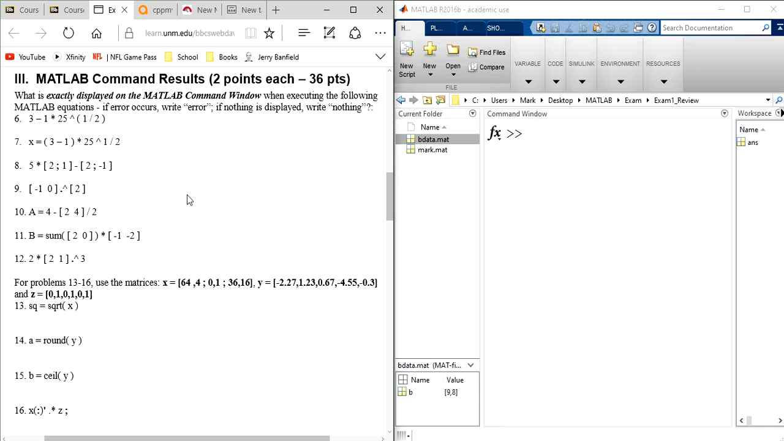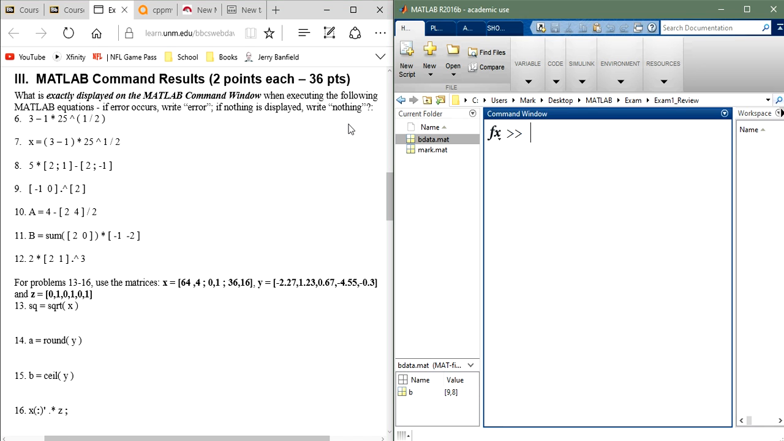6. So remember PEMDAS. This is the order of operations. We're first going to do the parentheses, so if we follow order of operations, we do parentheses first. 1 divided by 2 is 0.5. Then we do anything raised to any power. So 25 to the 0.5 is just the square root of 25, which is 5.